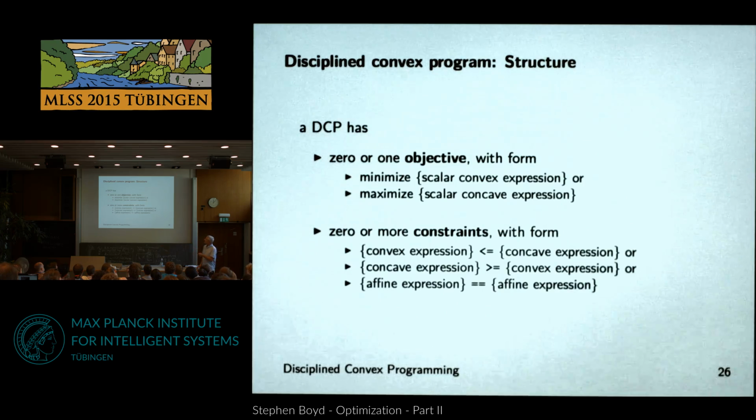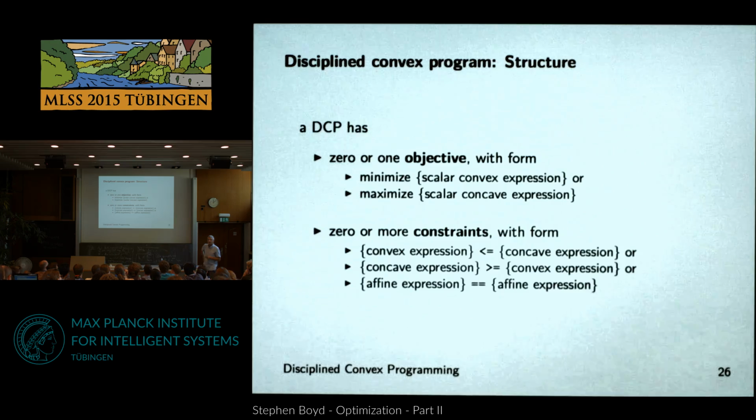It can either be minimize of a scalar convex expression or maximize a scalar concave expression, sorry. Or nothing, right? Because it could have 0 objectives. That's it. It can have 0 or more constraints. If it has 0, that's called unconstrained, of course. But otherwise, it can have more constraints.